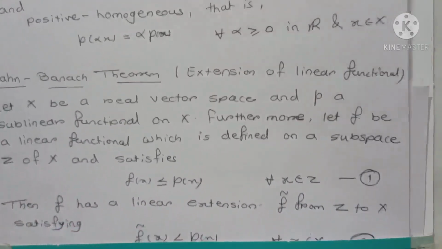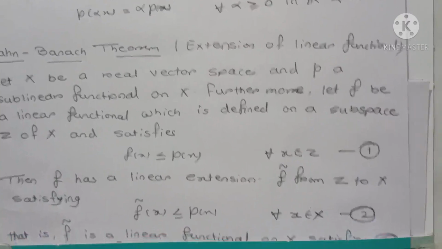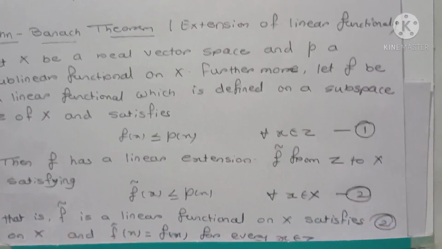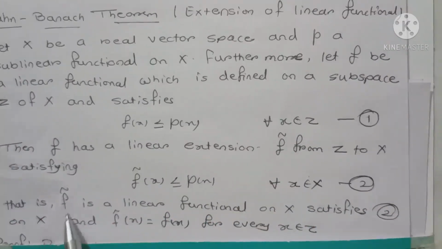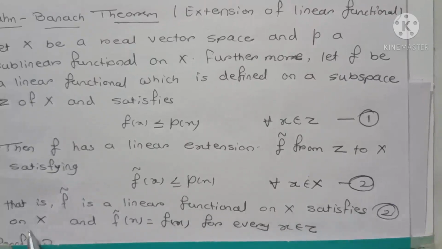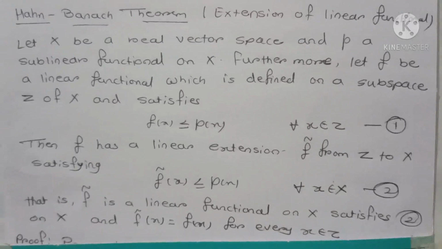Then the small f has a linear extension f tilde from Z to capital X, satisfying f tilde of x less than or equal to p of x for all x belongs to capital X. That is, f tilde is a linear extension on capital X satisfying the same condition on capital X, and f tilde of x equals f of x for every x belongs to Z. This is the statement of the Hahn-Banach theorem.